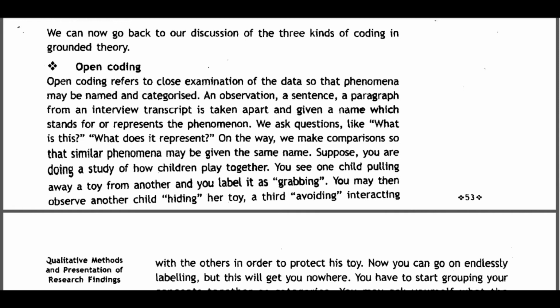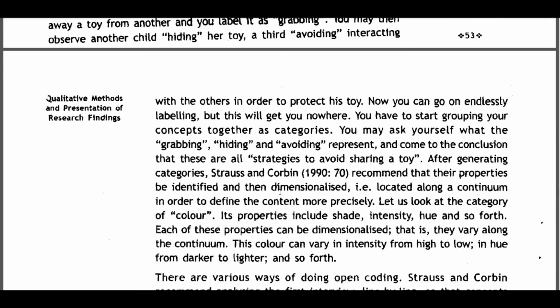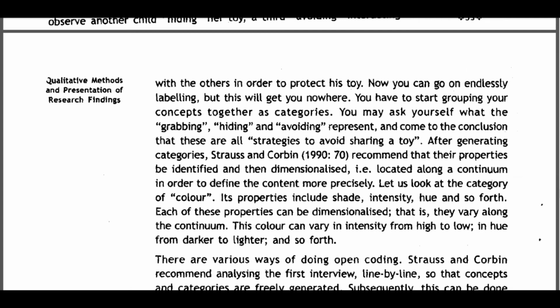Suppose you are doing a study on how children play together. You see one child pulling a toy away from another and you label it as grabbing. You may then observe another child hiding her toy, and a third avoiding interacting with the others in order to protect his toys. Now you can go on endlessly labeling, but this will get you nowhere. You have to start grouping your concepts together as categories. You may ask yourself what grabbing, hiding, and avoiding represent, and come to the conclusion that these are all strategies to avoid sharing a toy.